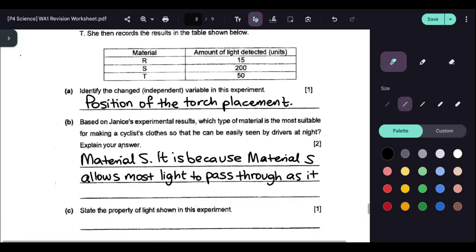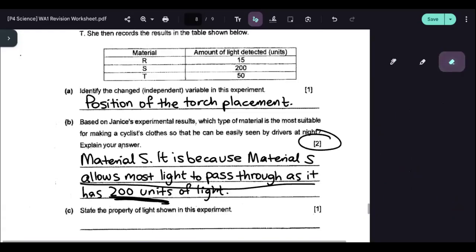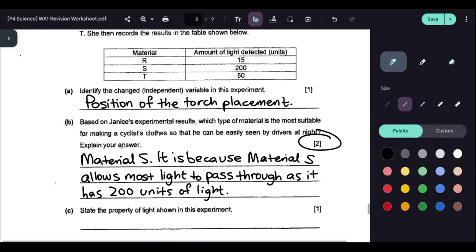As it has 200 units of light. Okay, for this one, you must tell me how many units of light and what is the material property. Then I will give you 2 marks. Okay, can? Okay, so this is the answer.